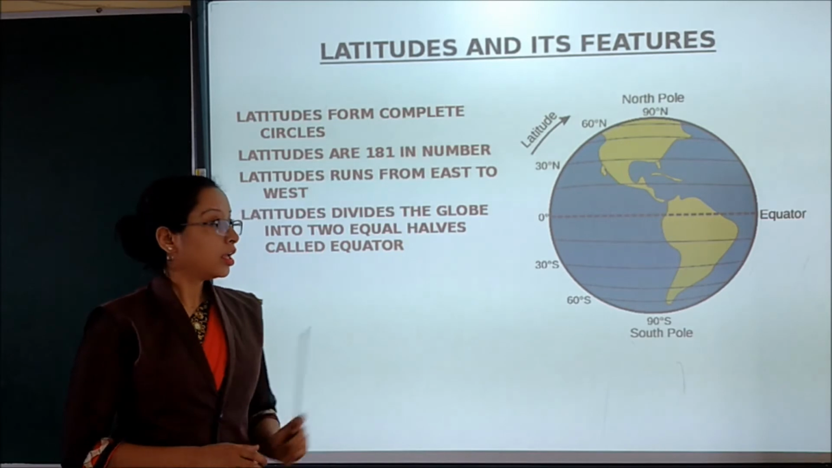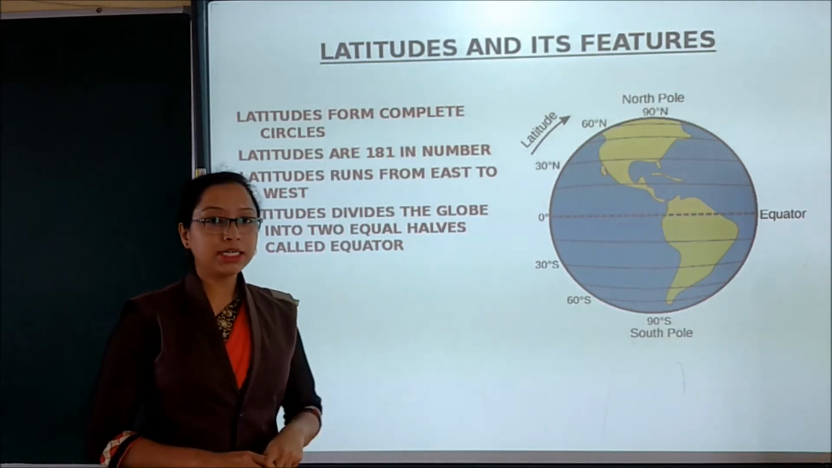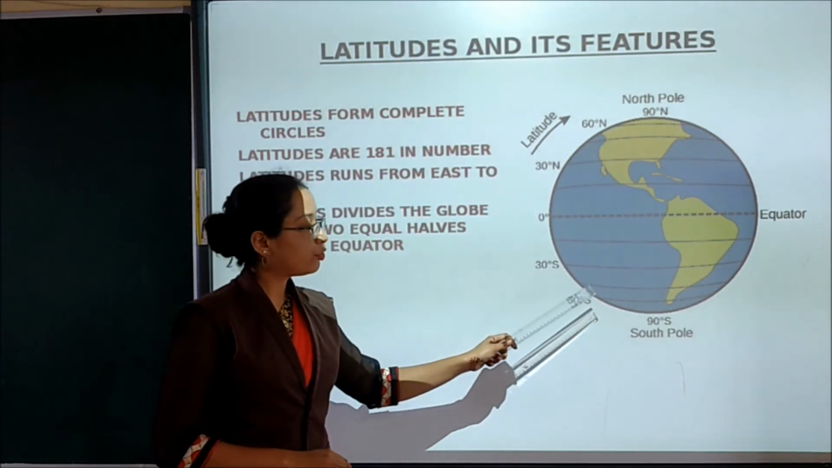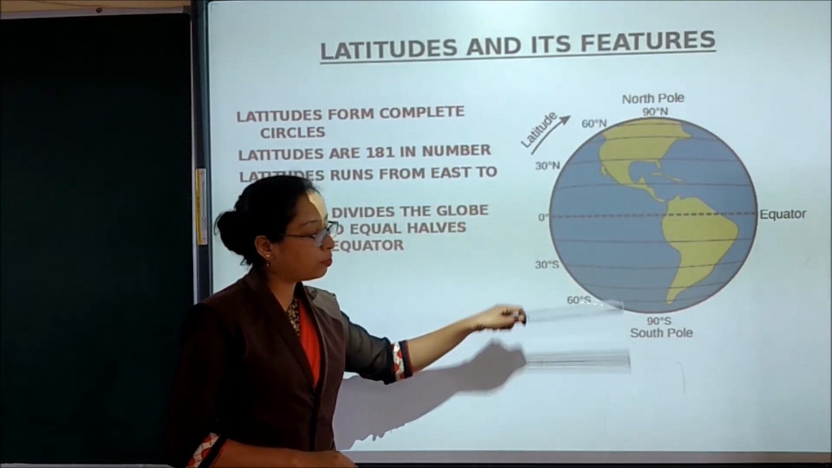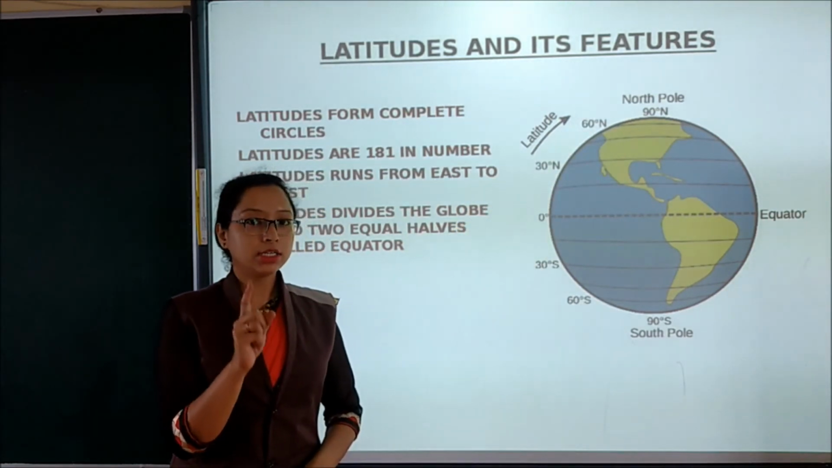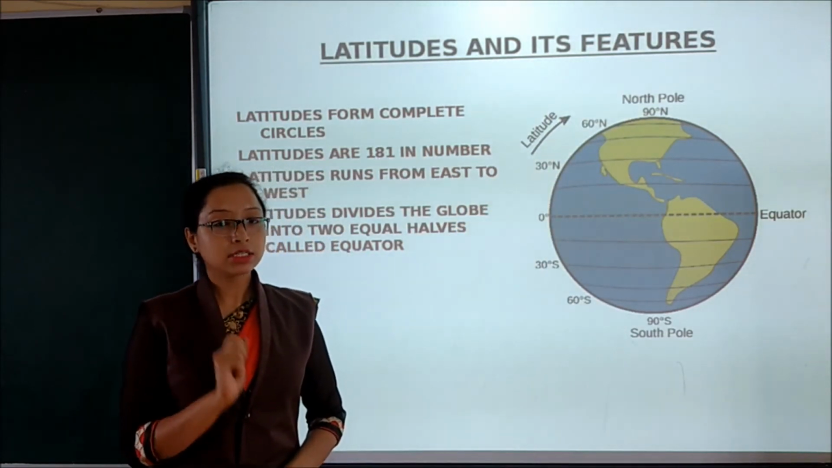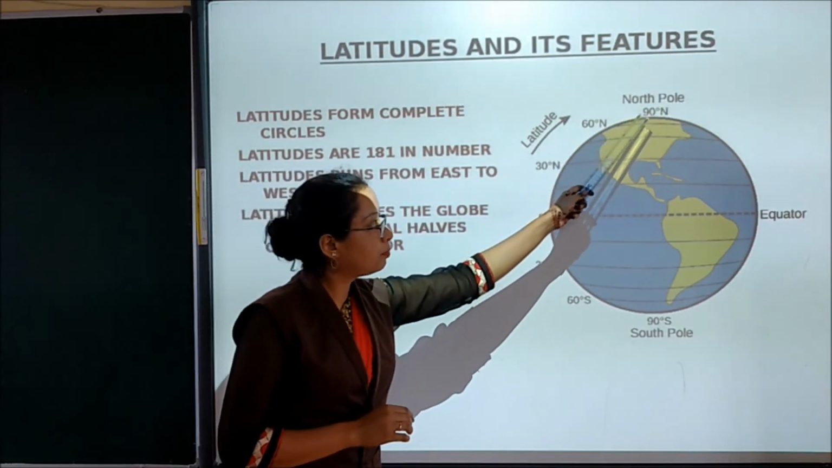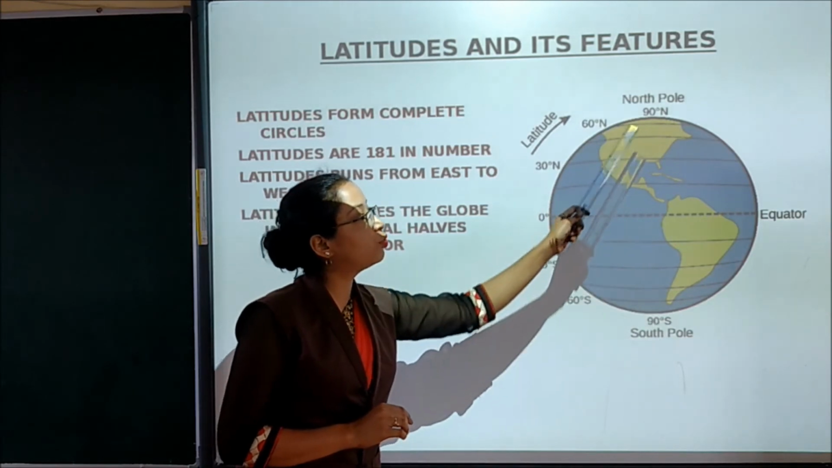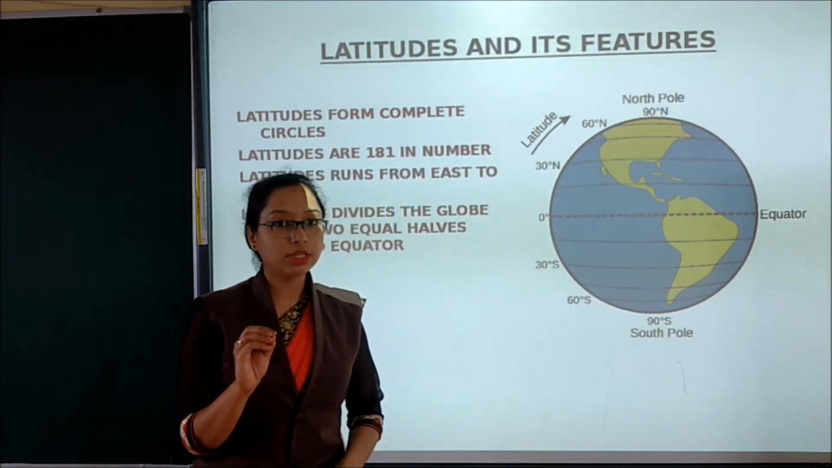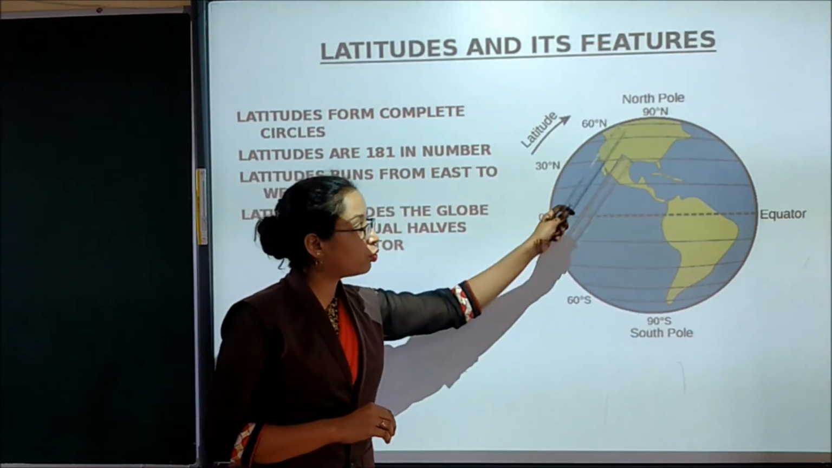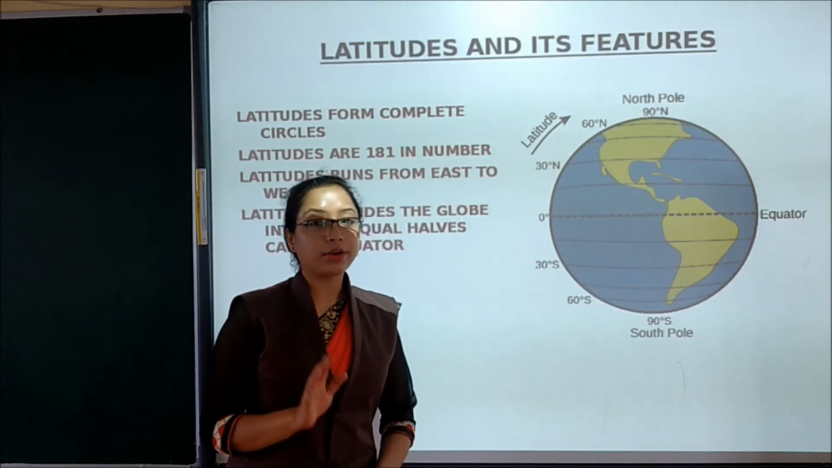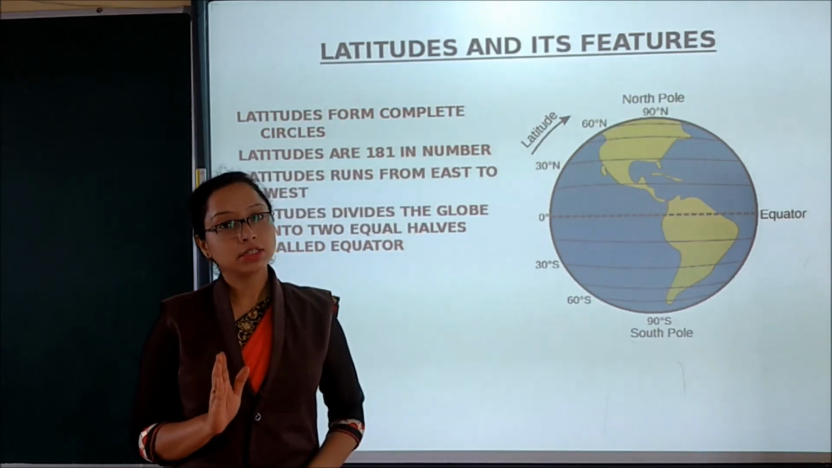Now children, it is forming a complete circle on the globe, but only at one place it is not forming a complete circle. Now which is that place? That place is the poles. Both these poles are only points. So that is why on these poles the latitudes are not forming complete circles.